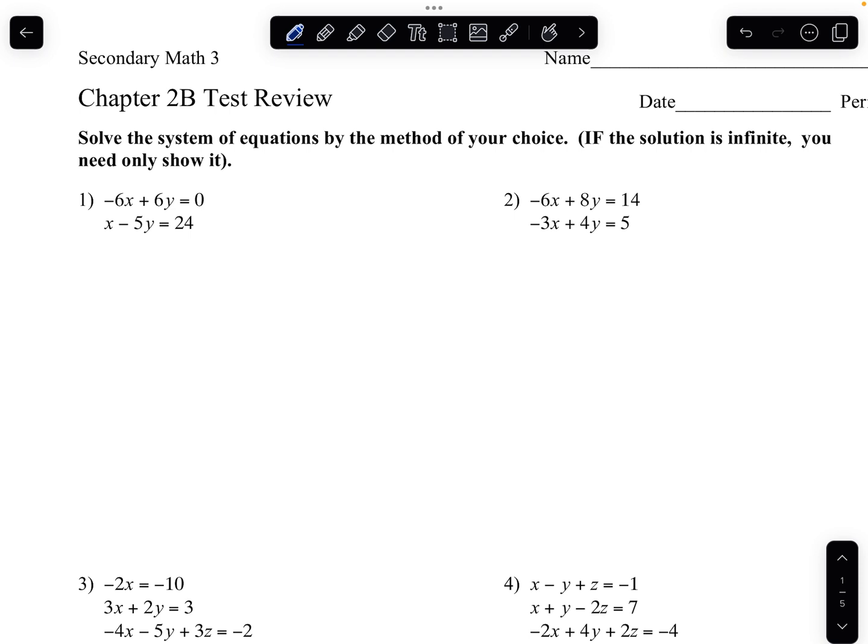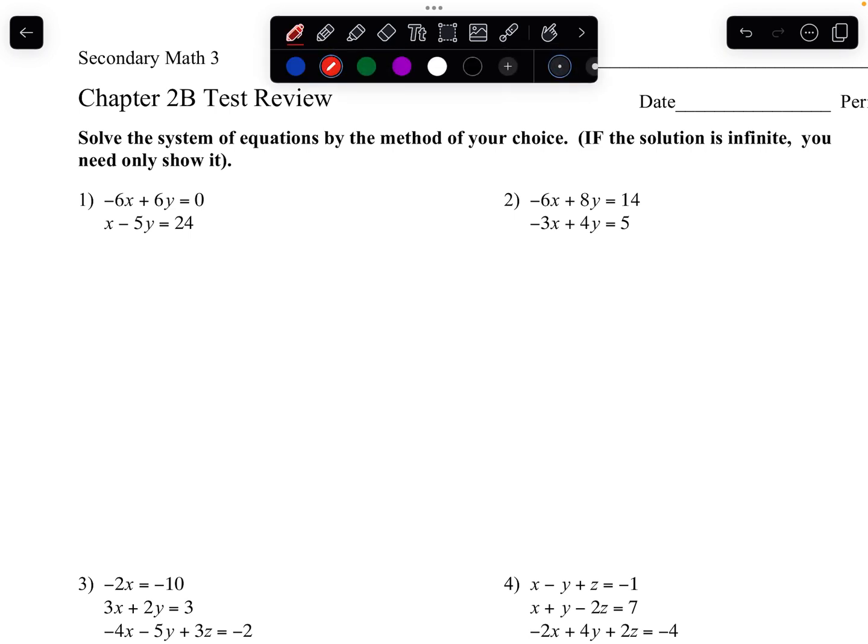I'm going to solve this by elimination, and I'm going to get rid of x here. So I need to multiply this equation by 6. The top equation is going to stay the same. The bottom equation, though, is going to be positive 6x minus 30y equal to 144. When you multiply 6 by 24, that's what you get.